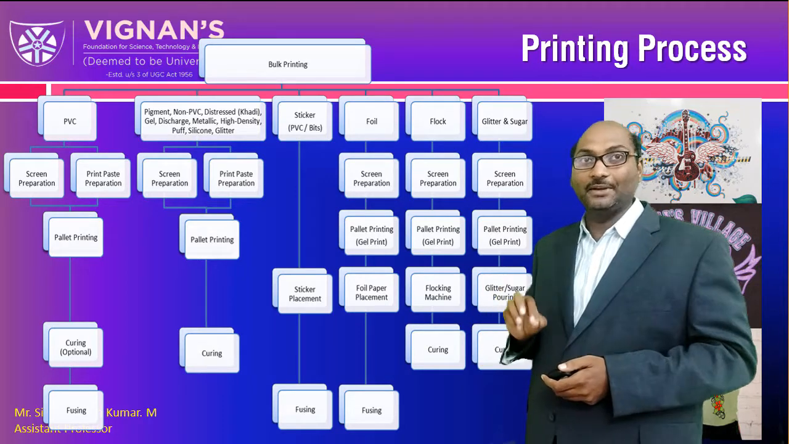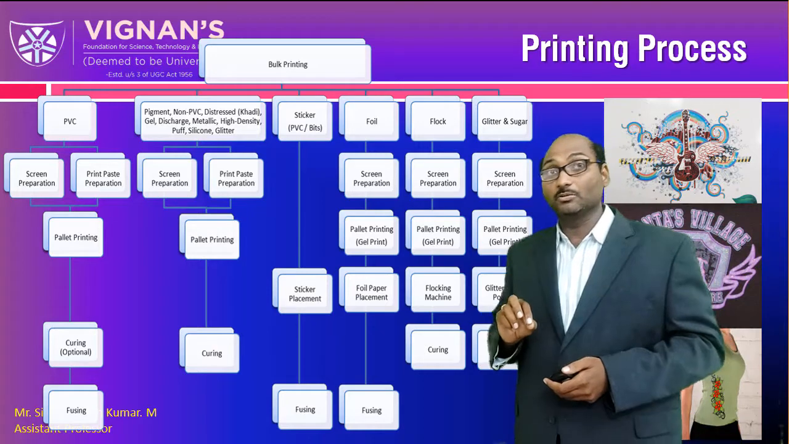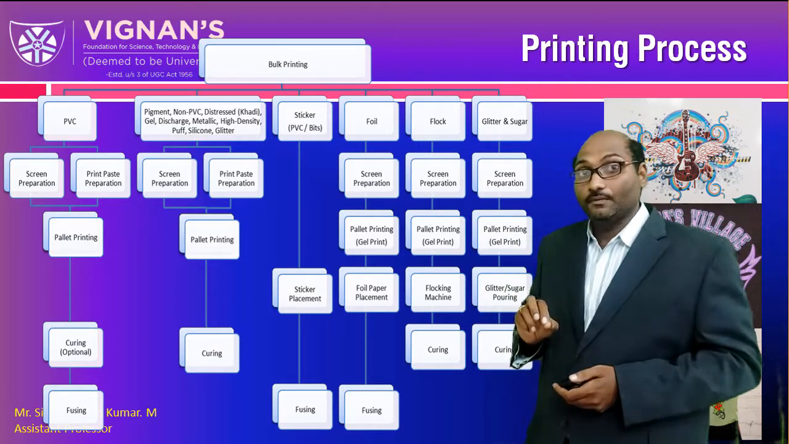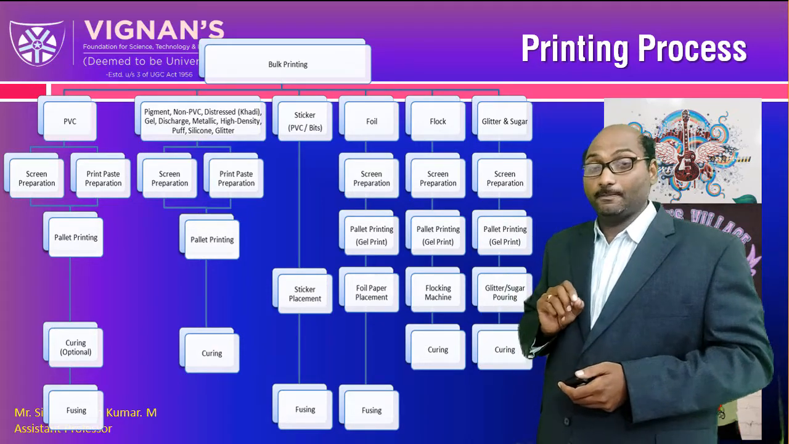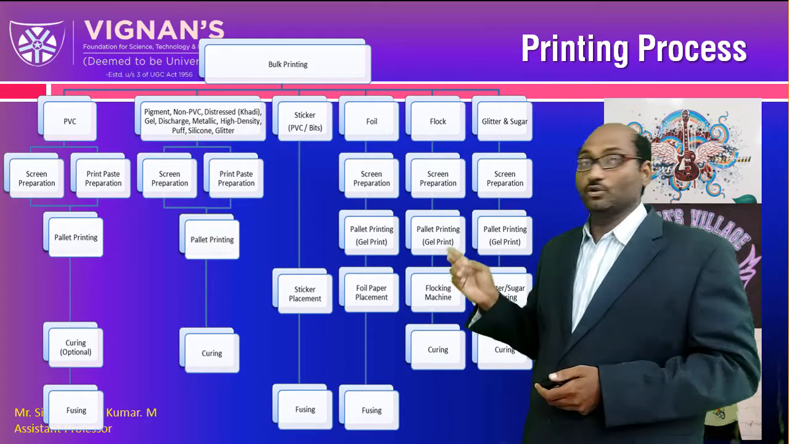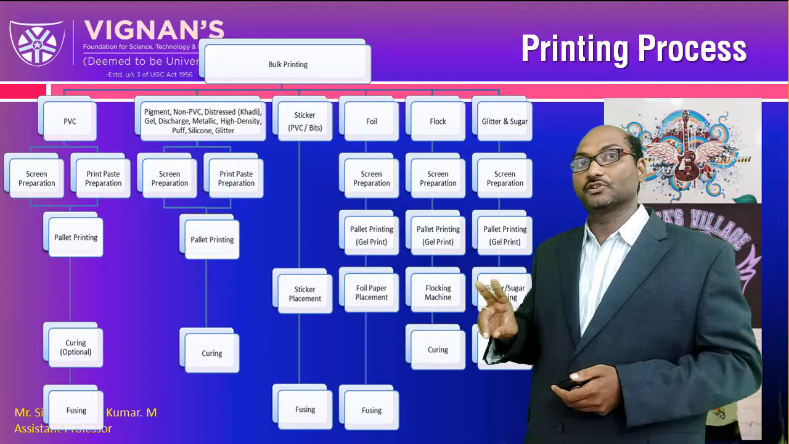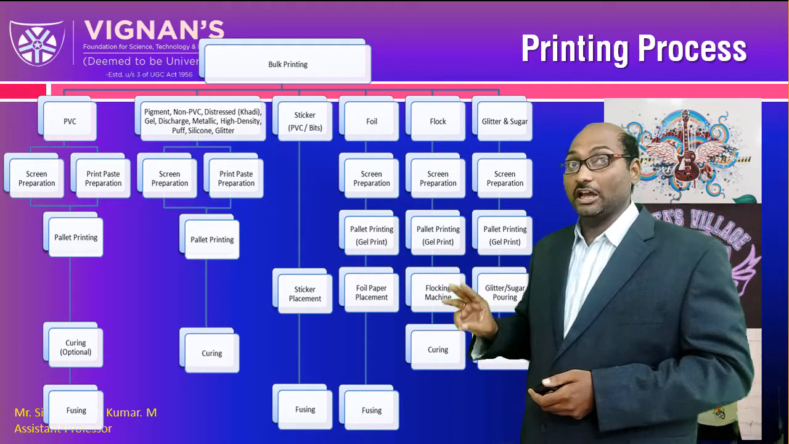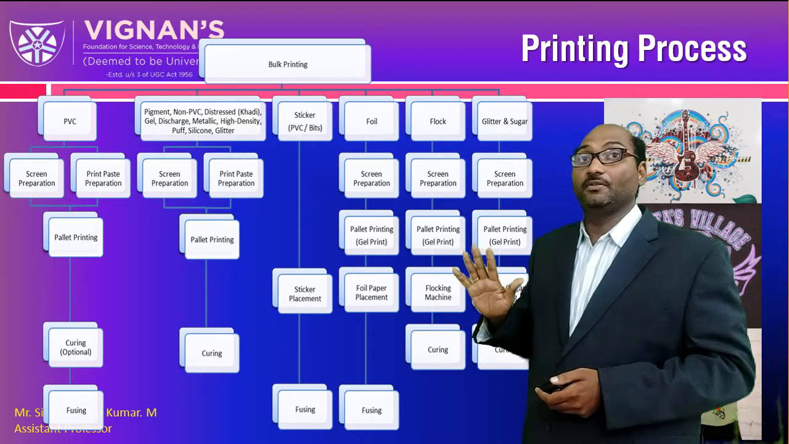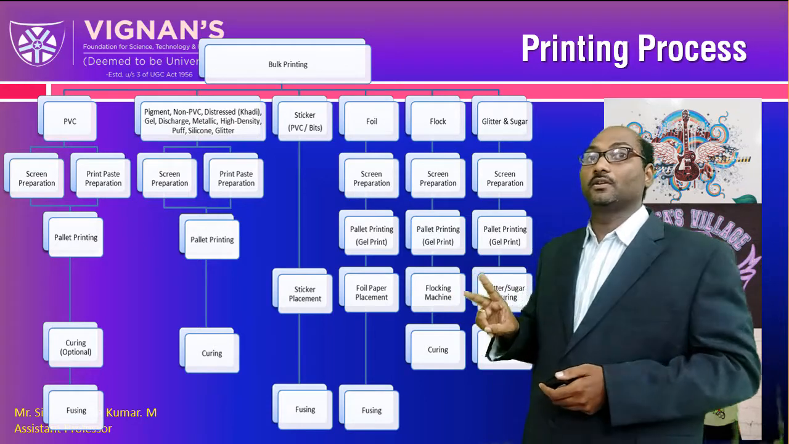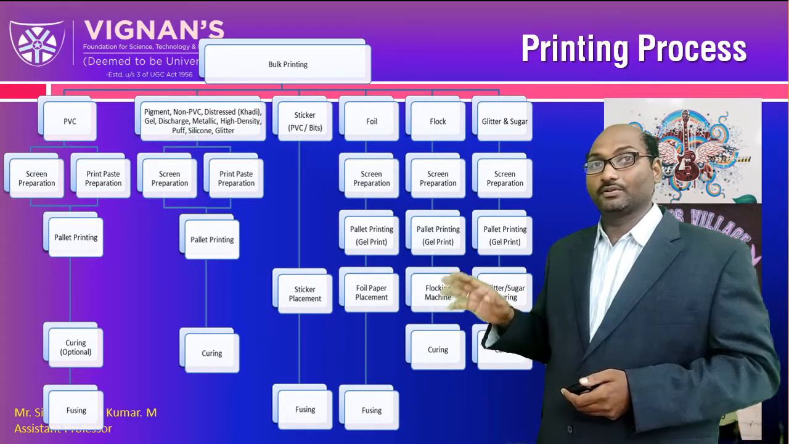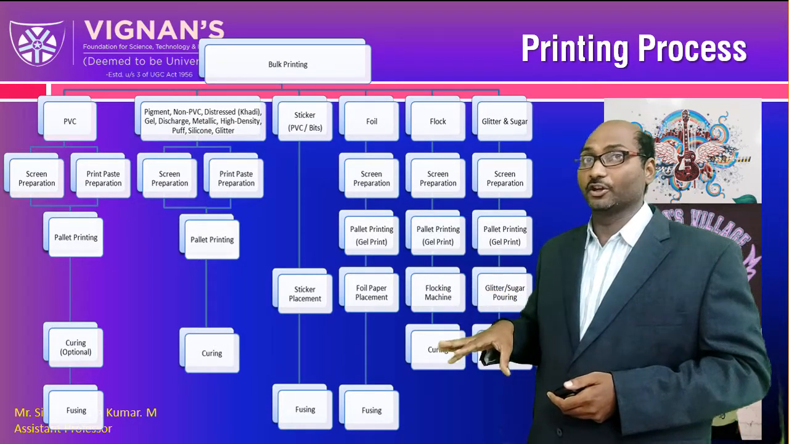Fusing is nothing but the heat pressing process. So curing is the only process in the case of pigment, non-PVC, distressed, gel, discharge, metallic, high density, puff, silicone and glitter prints. There is no heat press process in general.